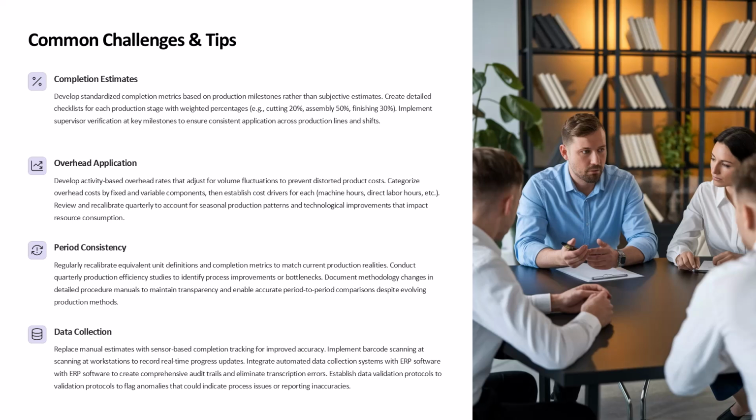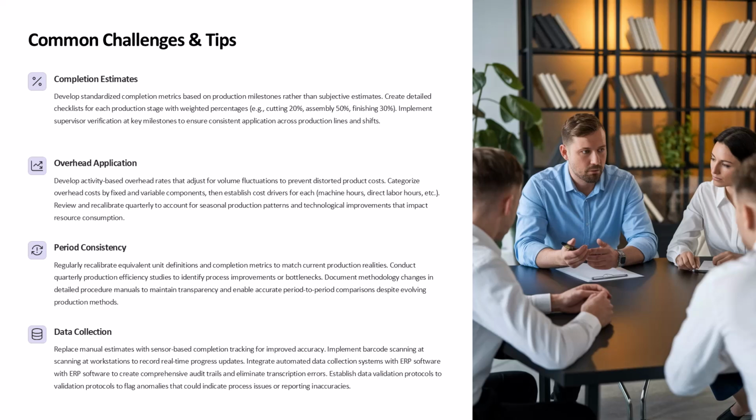Overhead application creates another common pitfall when predetermined rates don't match actual costs. For a seasonal business like Heinz, producing ketchup, underapplied overhead during low-volume months can distort product costs. The fix: develop activity-based overhead rates that adjust for volume fluctuations.